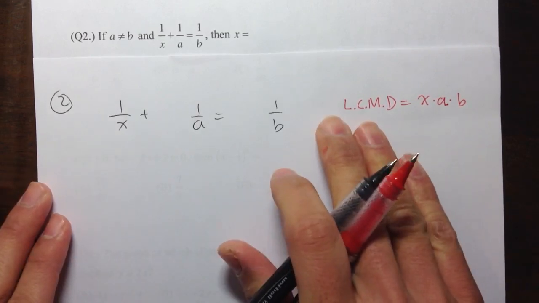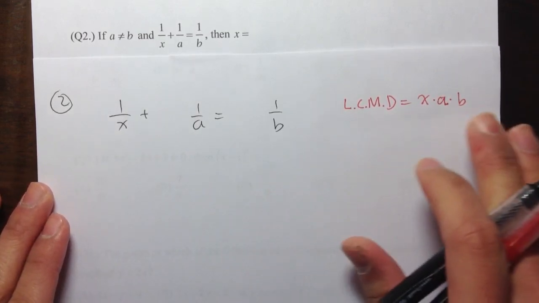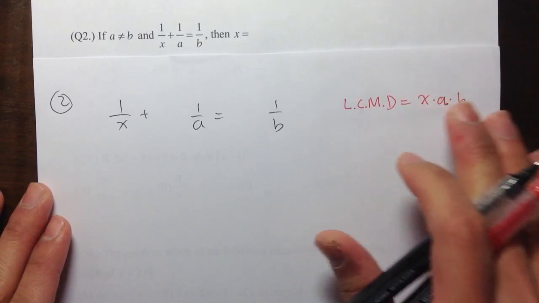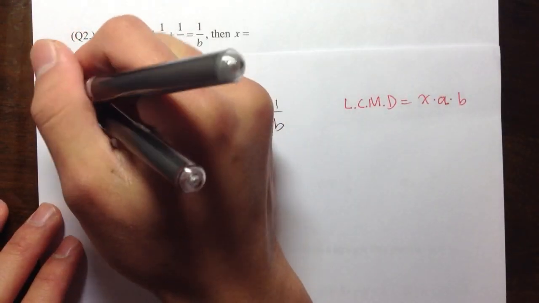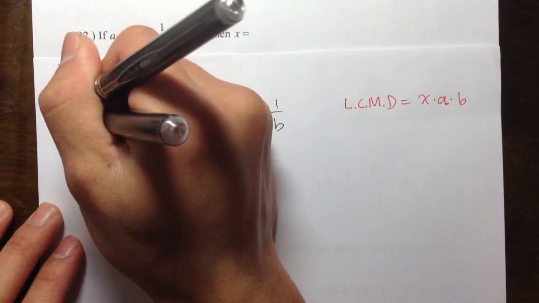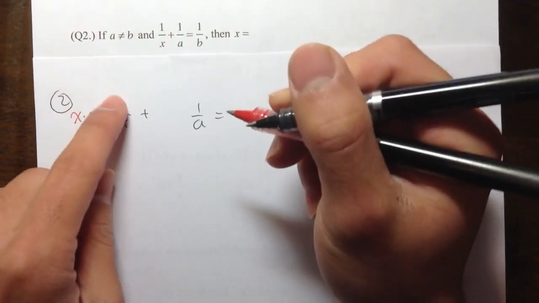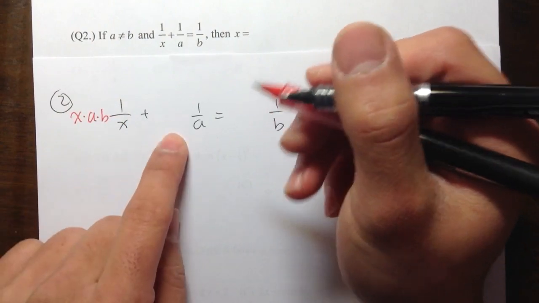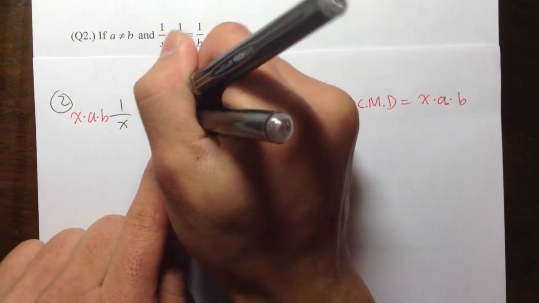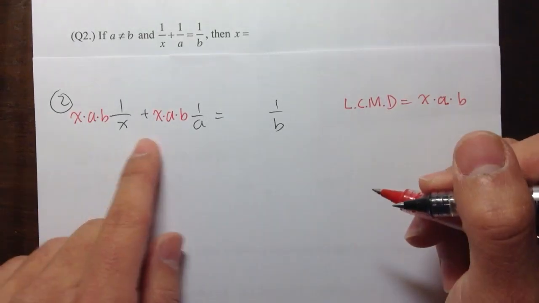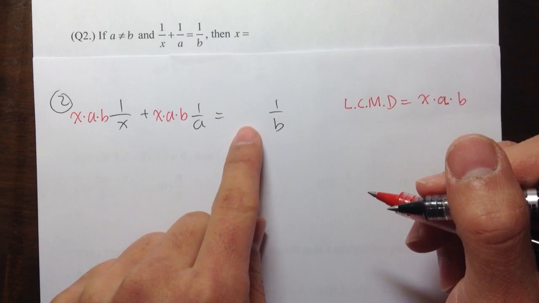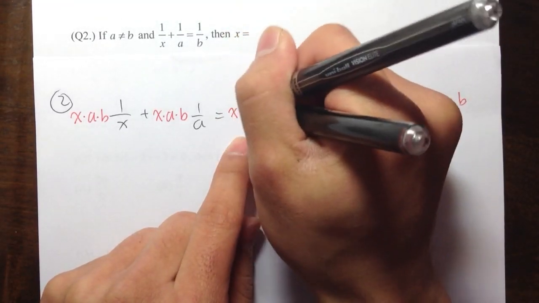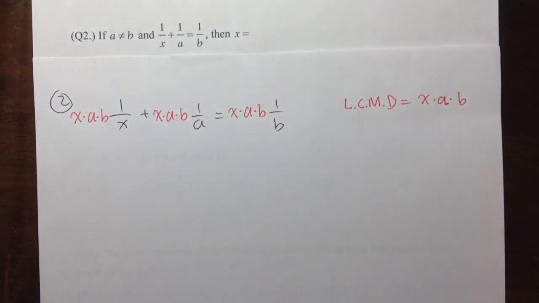After you determine the LCMD, we are just going to multiply xab throughout this equation. Let me show you guys how to do that. I need to multiply x times a times b for 1 over x, and do the same right here, x times a times b. As you can see, this is why I left a space earlier. Likewise right here, x times a times b. And what good does this do?